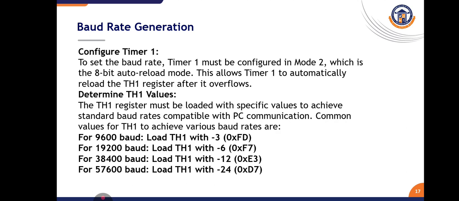For configuring timer 1 for the baud rate, timer 1 must be configured in mode 2. This allows timer 1 to automatically reload the TH1. So determine the TH1 value. For 9600 baud rate, we use -3, which is FDH, a hexadecimal value. This is the specific value to achieve the standard baud rate compatible with PC communication. By setting the TH1, we obtain baud rates of 9600, 19200, 38400, and 57600.